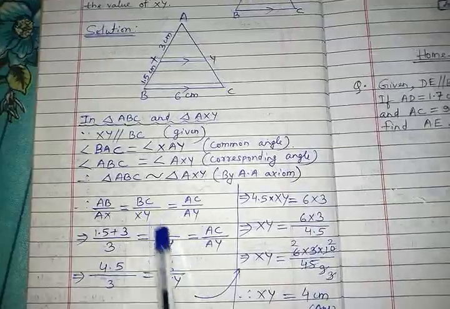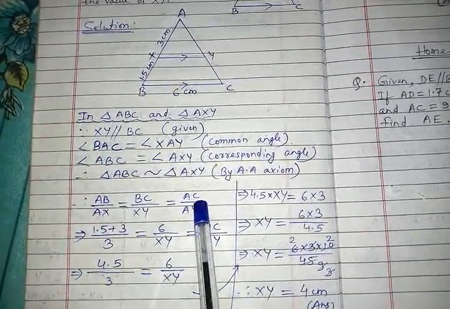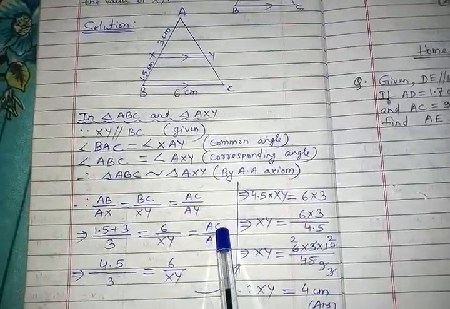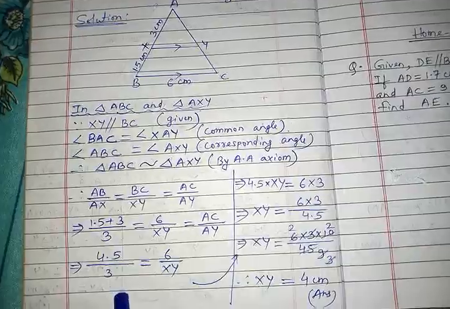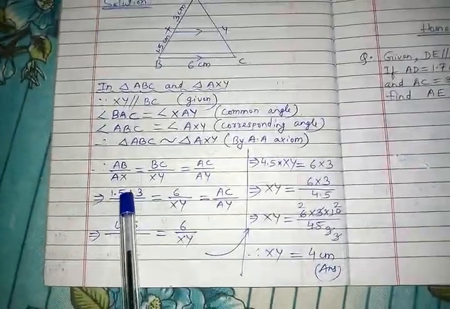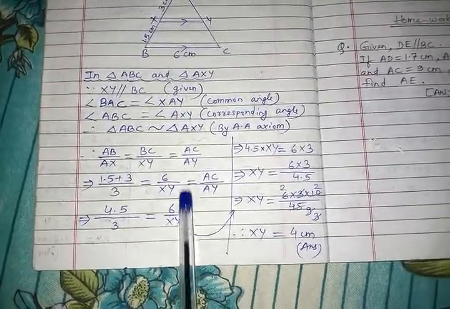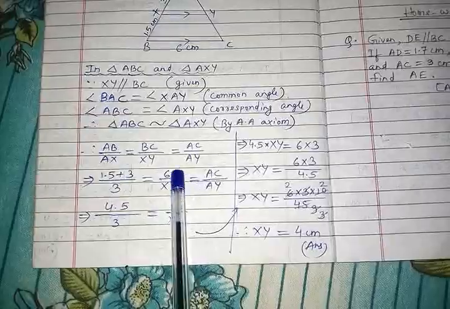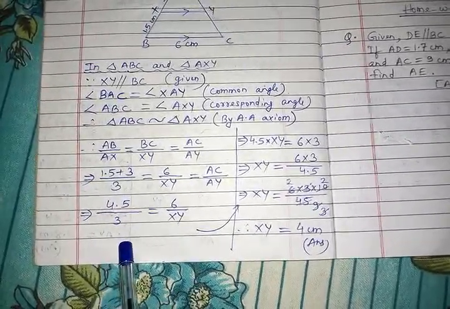BC by XY: BC is 6, XY we have to find. And nothing is given in this part. So the part which is not given, we don't take in the next step. Only the given part we take. So here we have to take the first and second expression. Suppose this part is given and the middle part is not given, then we should not take the middle part in the next step. But here we will take this and this part. That same part I wrote here.